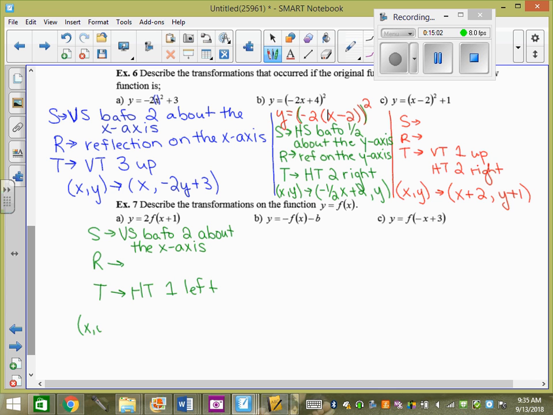My mapping. What happens to my x? Everything that's in the bracket, right? And anything that's horizontal. So I moved 1 to the left, so x minus 1. And what's going to happen to my y? To y, because whatever's out here affects it, right? And the y's just stay the same, so they're even easier. 2y.